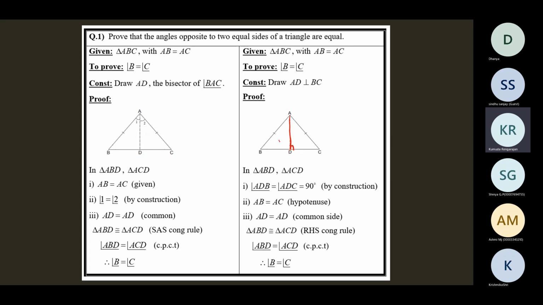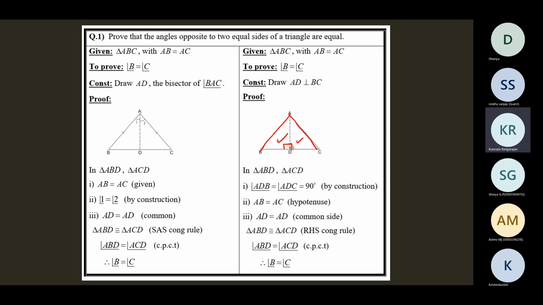So what do you have here in the two triangles? AB is equal to AC. Then 90 degrees in both the triangles: in the first triangle, this is 90, in the second triangle, this is 90. And then AD is the common side. So this makes RHS, right angle hypotenuse, because in this triangle AB is the hypotenuse, and in this triangle AC is the hypotenuse.